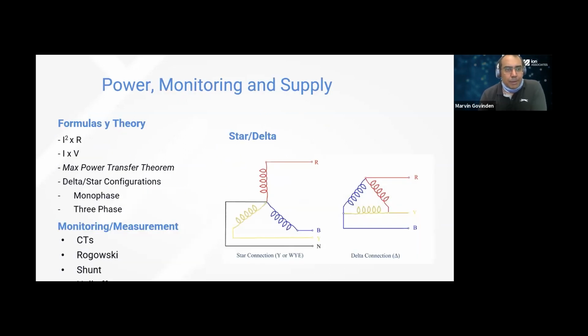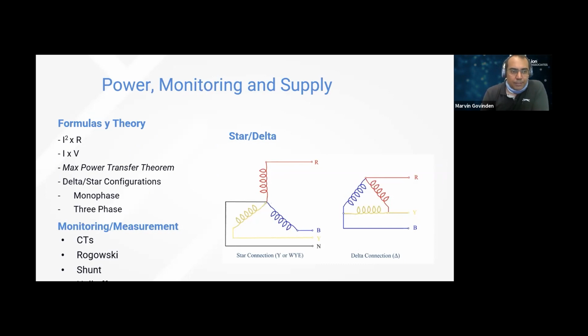So also in power, just to recap on what we've seen in the past, when we have a circuit, we use these basic formulas to check our components. So we use the I²R formula or the current times voltage formula to check our components, make sure they have the right power rating. We look at how power is transferring from one circuit to the other, if it's efficient or if we're maximizing the power transfer.